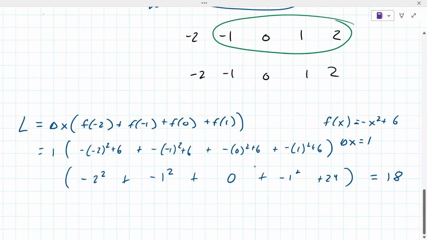So will you try that for the first one, please? 18, yes.